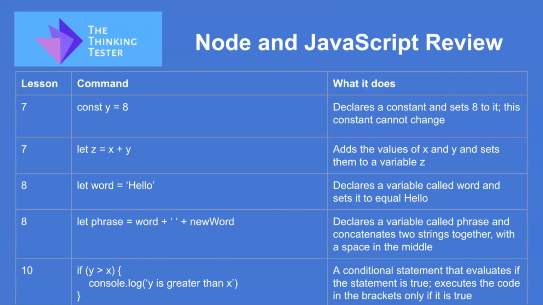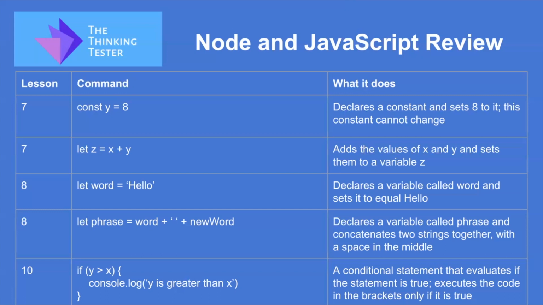We learned how to use math operations to add up different variables. So let z equals x plus y adds the values of x and y and sets them to a variable called z. We learned how to create string variables. So if we say let word equal hello, now that word variable equals hello. We learned how to concatenate 2 strings together. So if we create a phrase variable, we can add up the word plus an empty space plus the new word, and it will chain them together into a phrase.